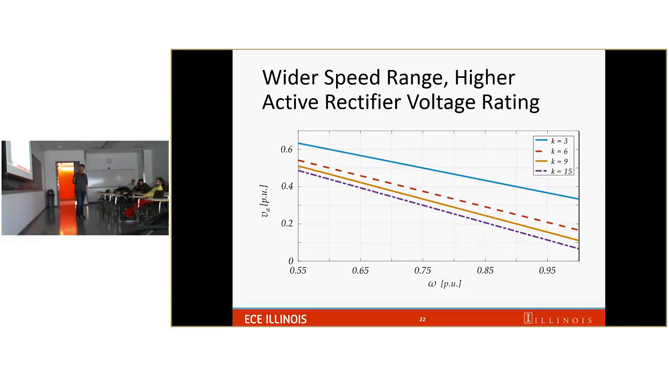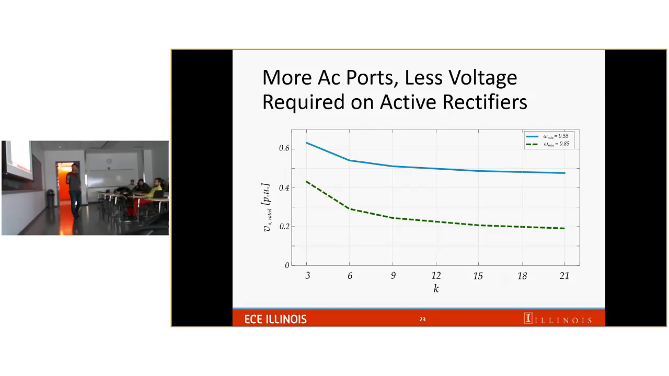The reason we picked omega to be 0.55 is to make a direct comparison to the system using a doubly fed induction machine for wind generation application. On the next slide is the dependency of the voltage support by the active rectifier on the number of AC ports.